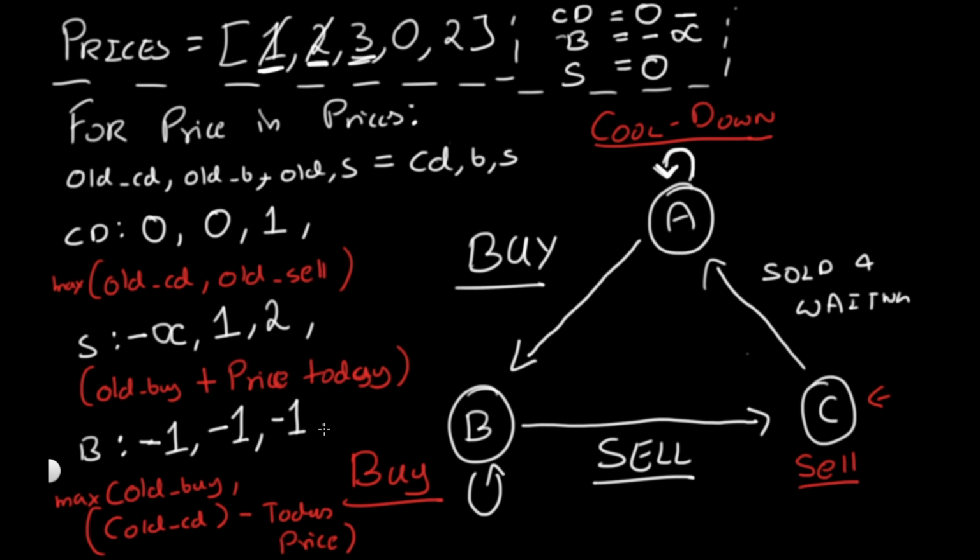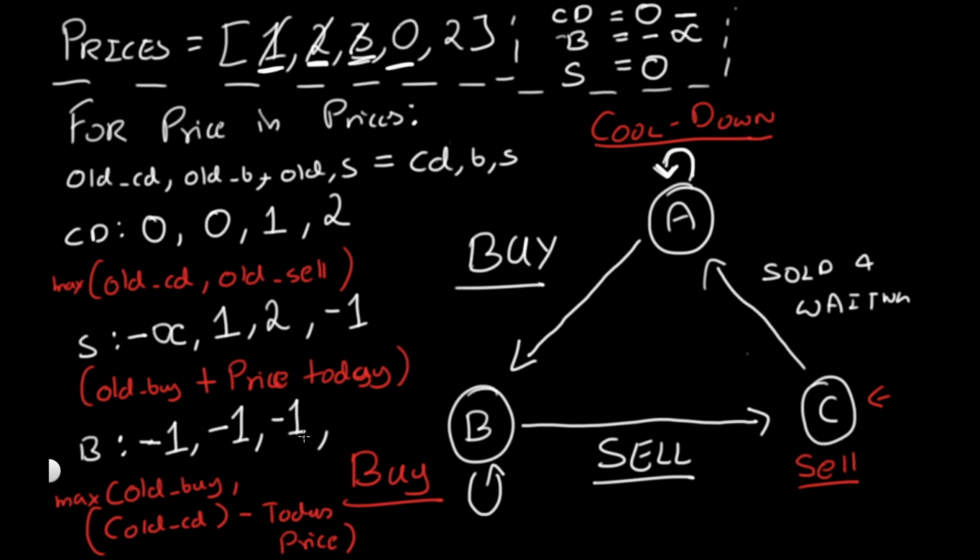Okay, so now we go on to the next price, which is 0. For our cooldown, old cooldown versus the old sell. So 1 versus 2. 2 is larger, so we have 2. Then over here, now we're going to sell. So our old buy, that's negative 1, and we're going to add that with today's price, which is 0. So that's still negative 1. So we make a loss if we had to do that. And now we're going to buy. If we had to buy, it's going to be today's price.